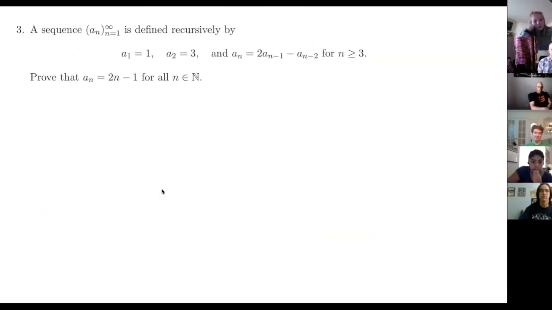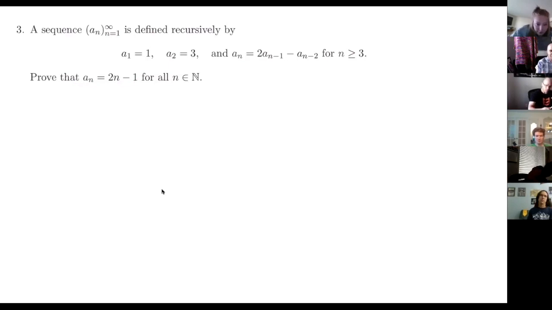Let's think about this one. So here we have a recursive sequence defined. The first term is 1, the second term is 3, and then after we set the first 2 terms, we define all of the rest of the terms based on that. We want to show that this sequence over here actually doesn't need to be defined recursively. It's equivalent to the sequence that I would get with this formula here.